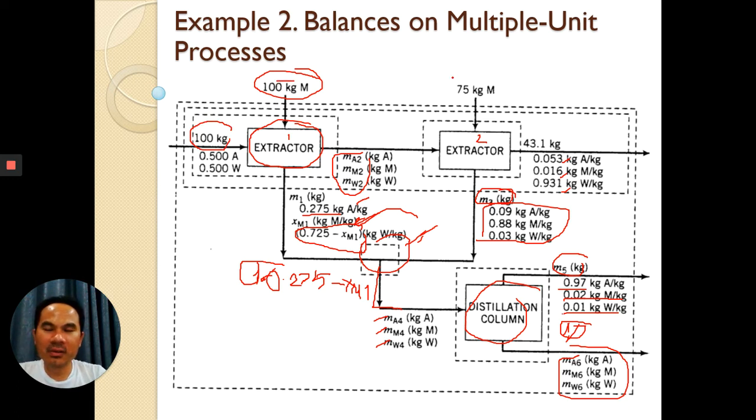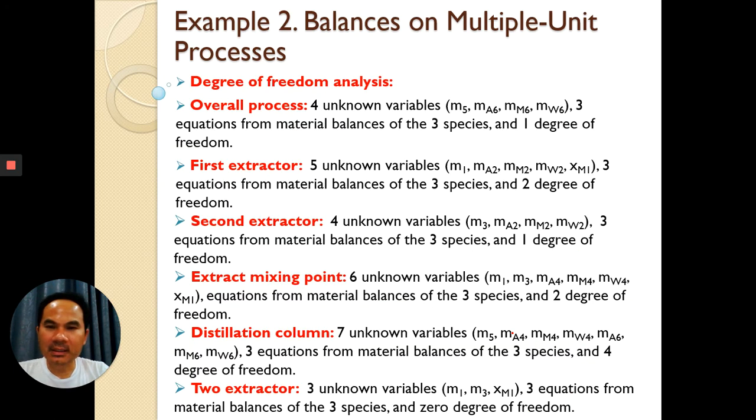For input, the amounts are known. For output, we have output 1, 2, and 3. These are known values. The unknowns are M5, MA6, MM6, MW6, so we have 4 unknowns for the overall balance, and only 3 species: acetone, water, and M. So 4 unknowns minus 3 independent balance equations gives 1 degree of freedom. In that case, you cannot solve the overall balance.